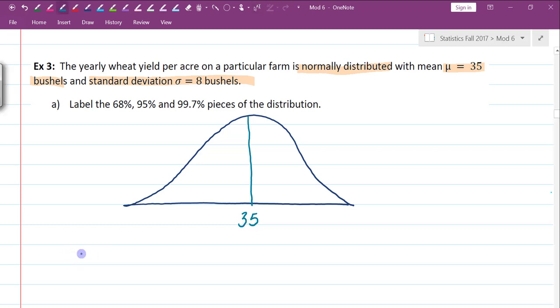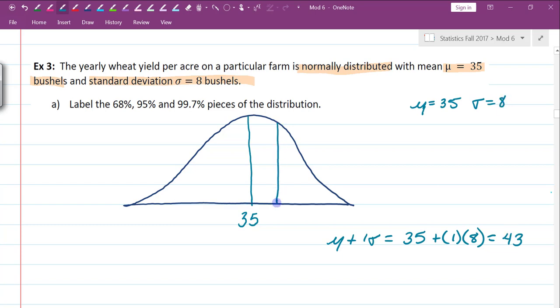So if I start off and I say I want to do the mean plus one standard deviation, that would be the mean plus one standard deviation is going to equal 35, that's my mean, plus 1 times my standard deviation, which is 8, and that is going to be equal to 43. So we can say mu is equal to 35, and we can say our standard deviation is equal to 8, and so our first number right here is 43.